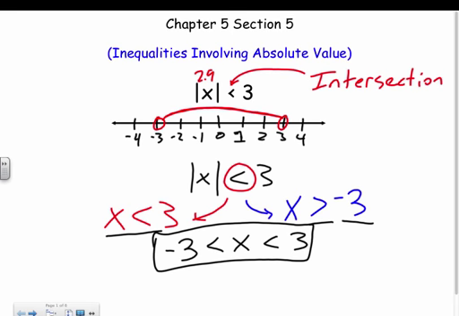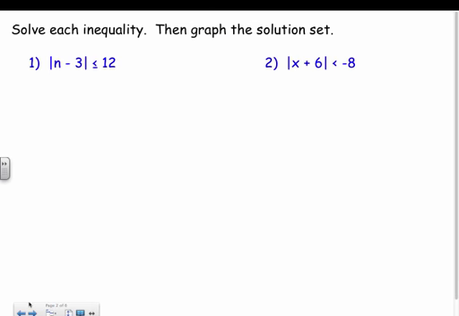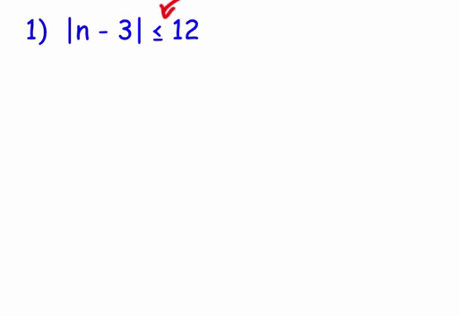Okay, and I made it nice and neat. That's a lot better than having to think through it. So let's try that for number 1 over here. So what did I say? I said the first one, if it's a less than or equal to, all I have to do is just drop the absolute value bars and leave it.